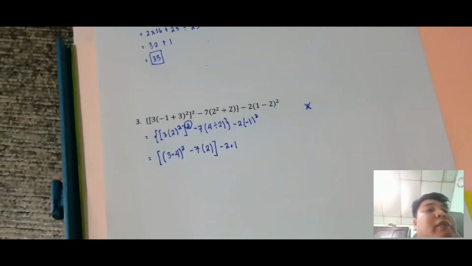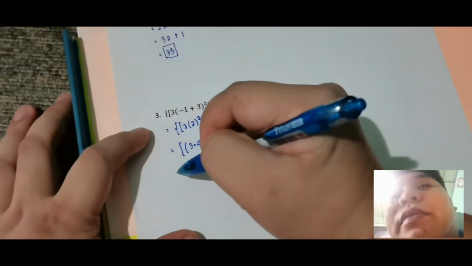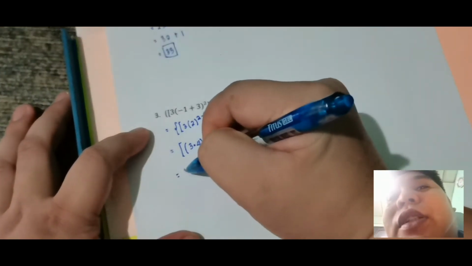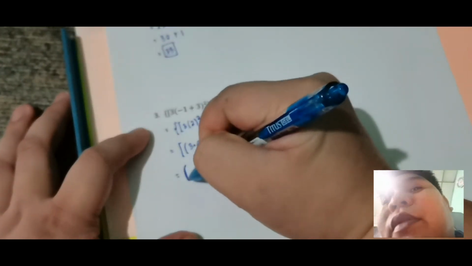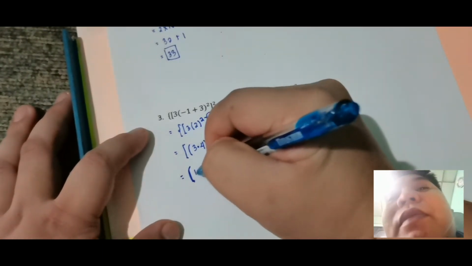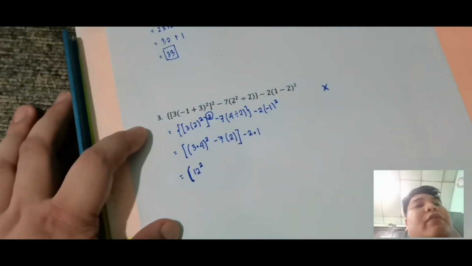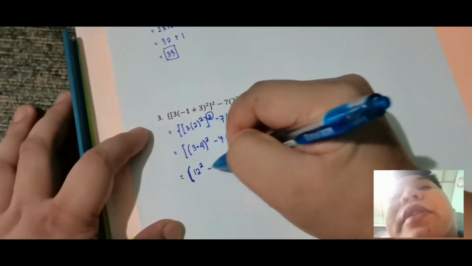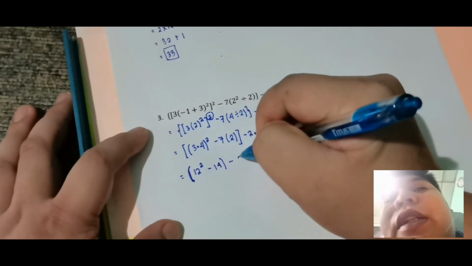Syempre, unahin ko muna si multiplication. Then, minus 2 times 1. Syempre, unahin ko si multiplication. So, this is equal to this grouping symbol or similar, gagawin ko ng parenthesis siya. Kasi, 3 times 4, that is 12. Then, lalagyan ko na ng square sa taas. Okay, then 7 times 2, that is 14. So, minus 14. Okay, then minus 2 times 1, that is 2.